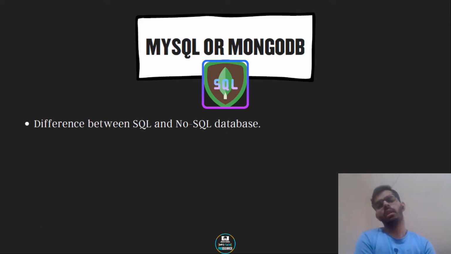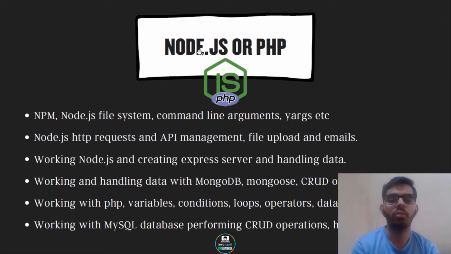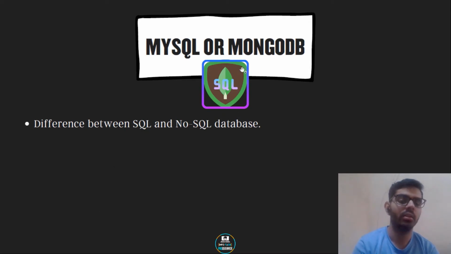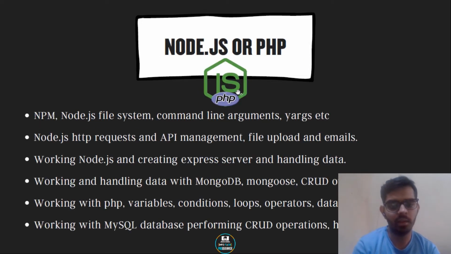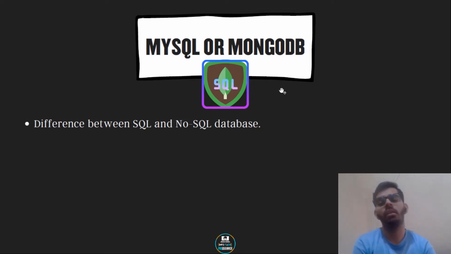So MySQL and MongoDB. We have two types of databases that are very popular, and we use MySQL with PHP and MongoDB with Node.js. You can see the green color of MongoDB, that leaf and this thing. And in PHP we have this type of color, and SQL also has this type of color. So what is the difference between SQL and NoSQL databases? I will tell you about that. An SQL database is like MySQL and a NoSQL database is like MongoDB.